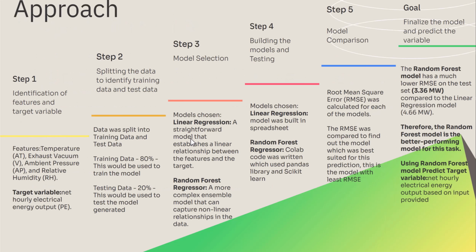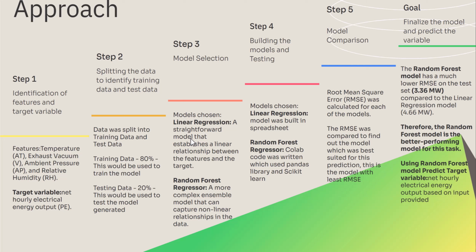So the approach here was firstly to identify the features and the target variable. The features here are temperature, exhaust vacuum, ambient pressure, and relative humidity. And the target variable that we are trying to predict is the net hourly electrical energy output. Step two was basically taking the data which was provided, splitting it into training data and testing data. So I identified 80% of the data to be used to train the model and 20% to test the model which is generated.